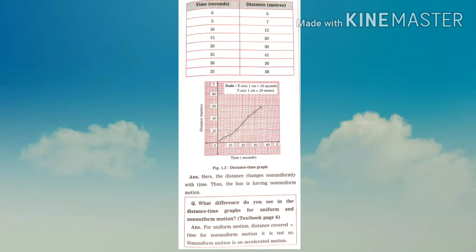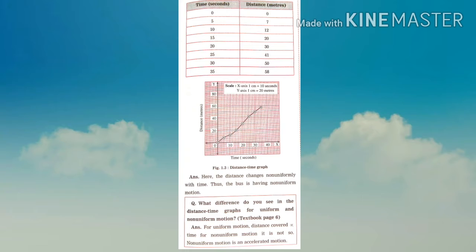nature is a straight line. Now we discuss the distance time graph for non-uniform motion. If an object covers unequal distance in equal intervals of time, it is known as non-uniform motion. Thus, for an object in non-uniform motion, the graph between distance and time is not a straight line. Suppose a bus covers unequal distance in equal intervals of time, the nature of the graph will not be a straight line.